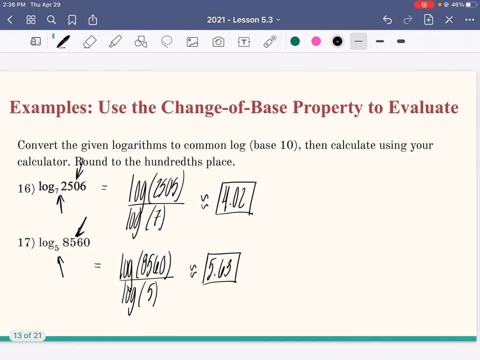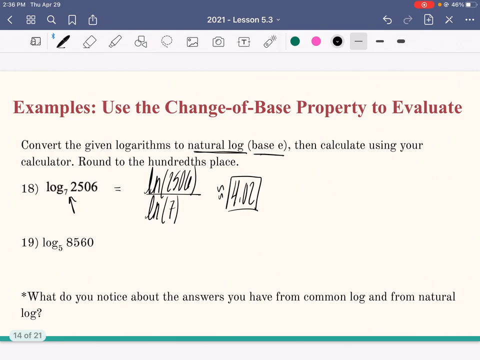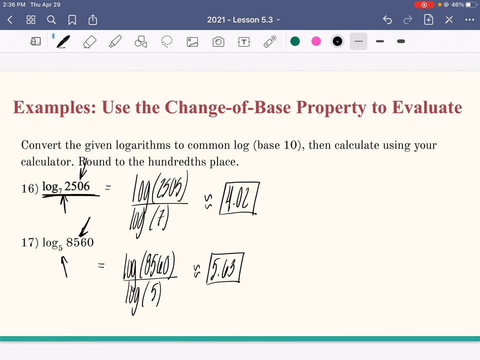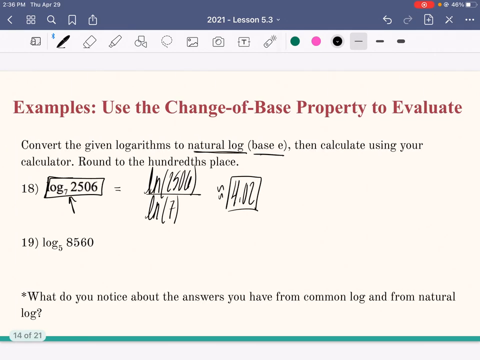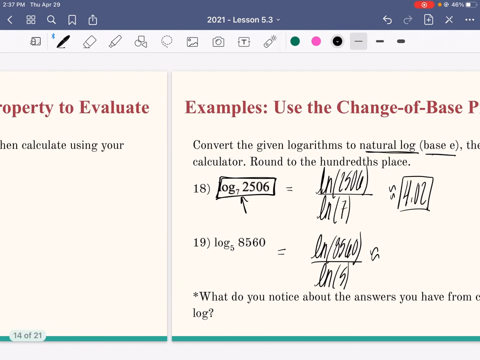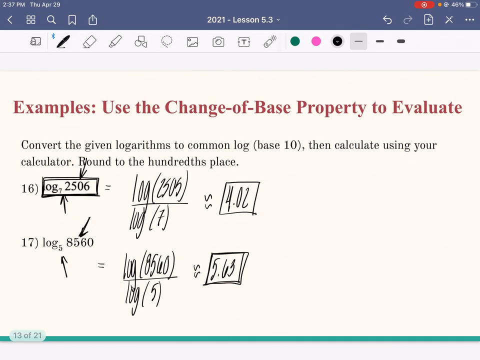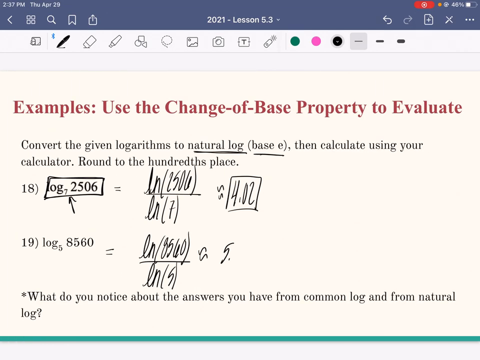So same answer as when we had base 10, because notice we're starting with the exact same expression here. So if we convert it to any other base, it still should be equivalent to what we originally started with. We're just rewriting it in a different way. And so then we would do the same thing here, natural log of 8,560 divided by natural log of 5. And you're going to notice we get the same thing as we did before, which is 5.63 approximately.